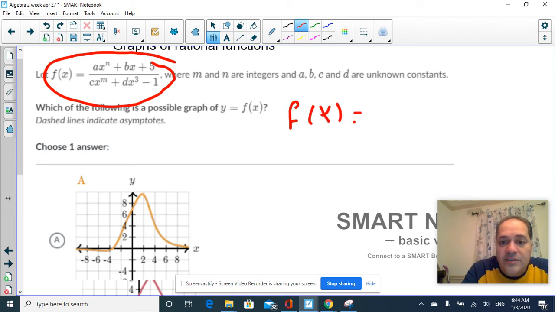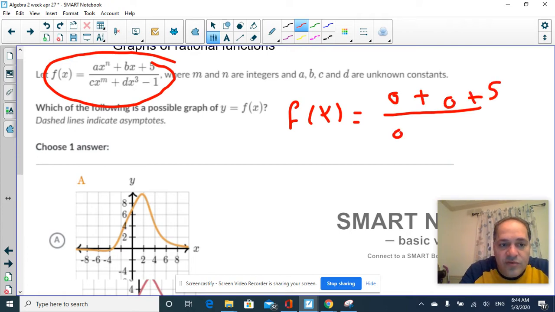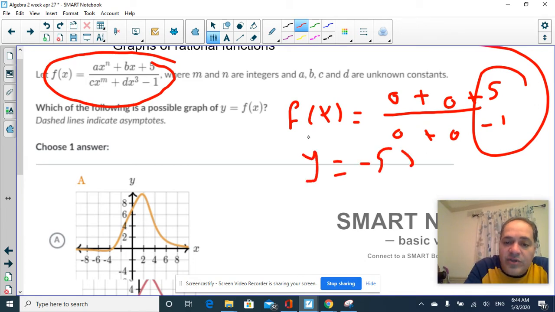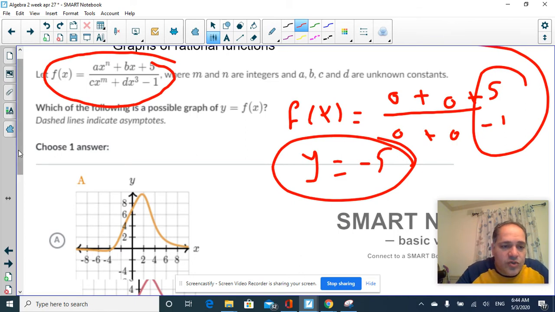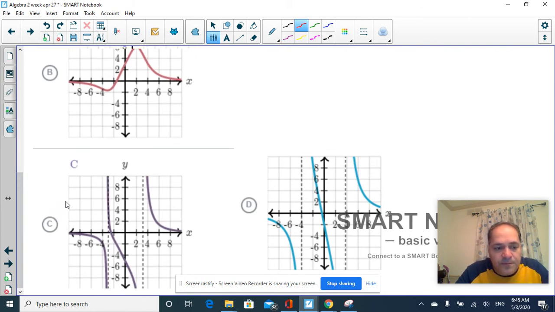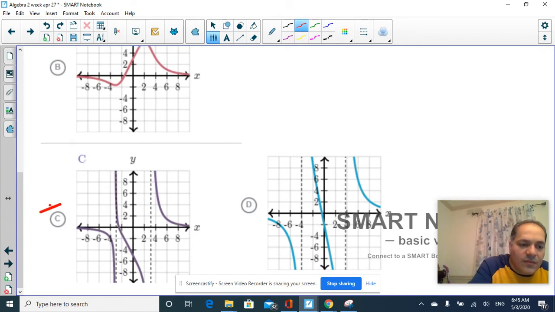If you plug in x is 0, the first part is 0, the second part is 0 plus 5 over 0 plus 0 minus 1, because the y-intersection is at x equals 0. So you have 5 over negative 1, which is negative 5. So y equals negative 5. This is the point of intersection with the y-axis. Which graph cuts the y-axis at negative 5? Yes, it's C.